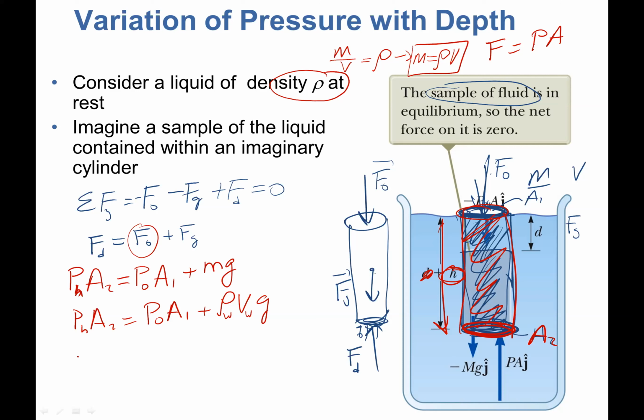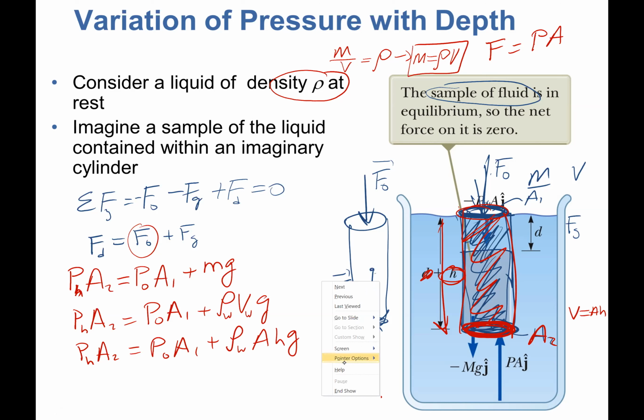Now, one thing I have here is this: P_H times A2 equals atmospheric pressure times A1 plus density of water. But what I'm going to do here is this. So let's say I have a cylinder. What is the volume of that cylinder? Well, volume is equal to the surface area times height, basically area times height. That means I'm going to replace volume with area times height, then times g. Right, so now we are ready to completely simplify this and get our final equation.